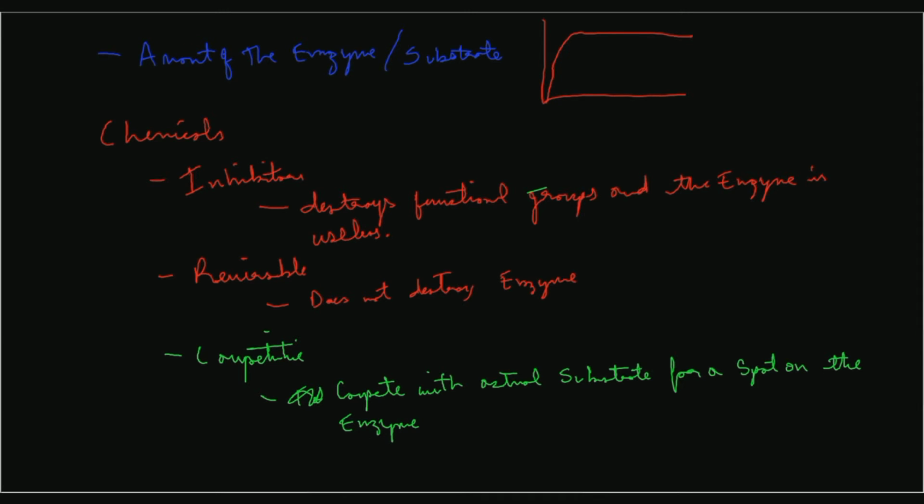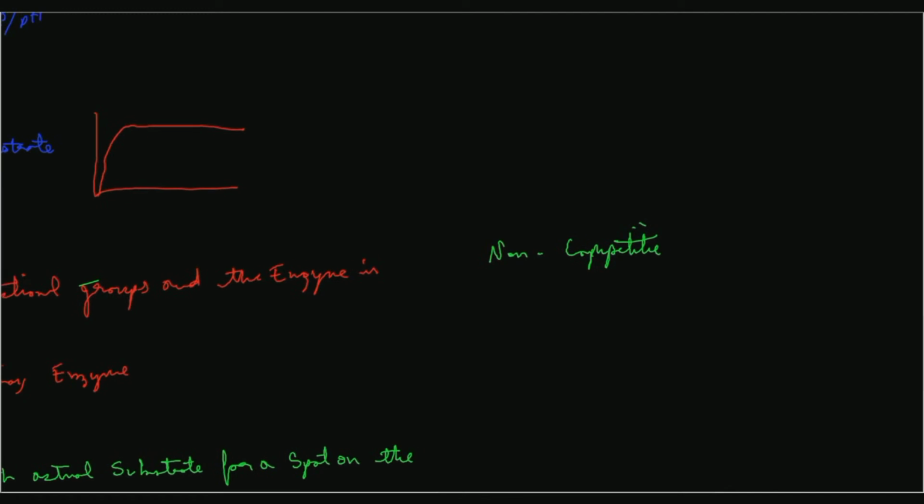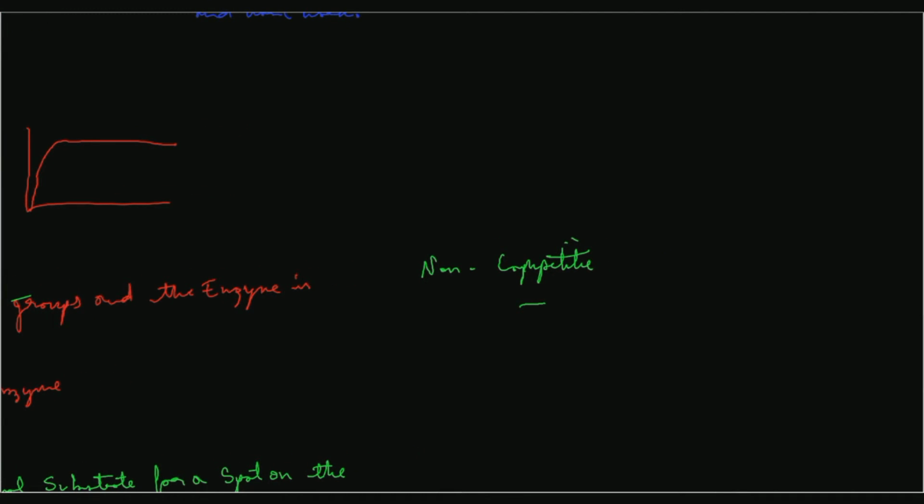So yeah, and then there are things called non-competitive. These also bond to the enzyme, but they bond in different places, and the enzyme will lose its shape. So yeah, then it loses its shape.